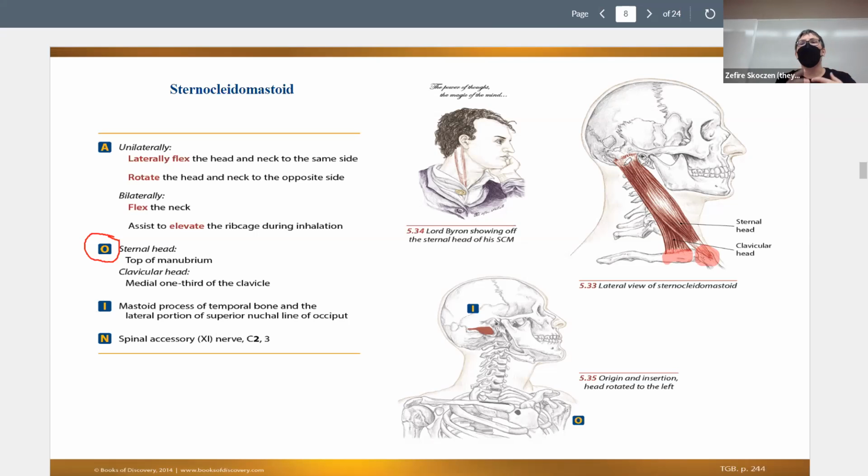Because it also shows you just how these muscles work together, and if one of the two is tight, hypertonic, or has trigger points, or is injured, then the other one is likely to be as well. Then our insertion, we have the mastoid process of the temporal bone and the lateral portion of the superior nuchal line of the occiput.